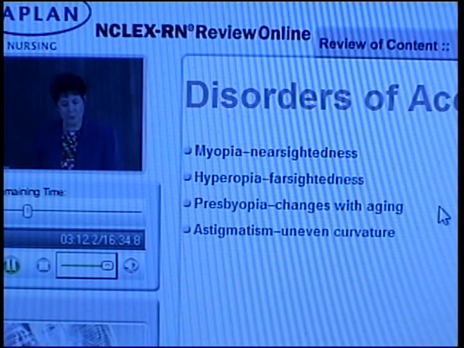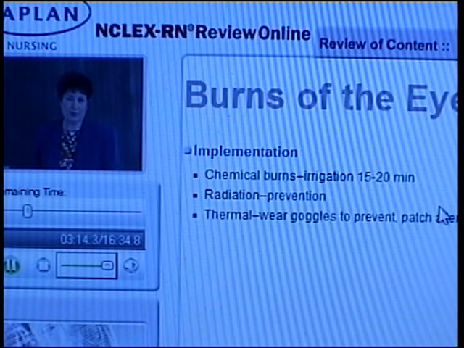Let's talk a little bit about burns of the eye. There are different causes of burns of the eye. They can be chemical, such as acids or cleansers. It can happen because of radiation, sun, lightning, someone watching an eclipse, or there can be thermal burns due to hot liquids.